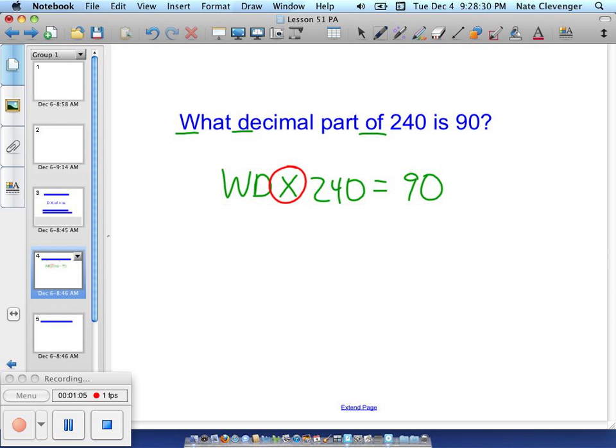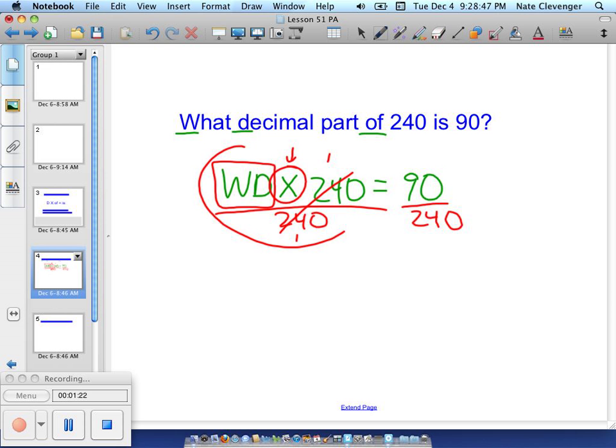So to isolate our WD, we need to do the opposite of multiplication, which is division. So we're going to divide both sides by 240. That way the 240s eliminate each other by going to 1. So all we have left on this side is WD. And then we have 90 over 240. The question though is asking what decimal part of 240. So we need to change this 90 over 240 to a decimal.